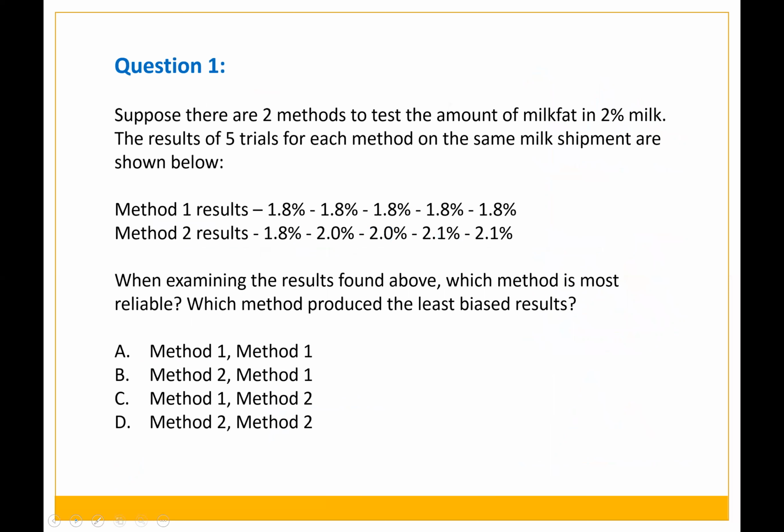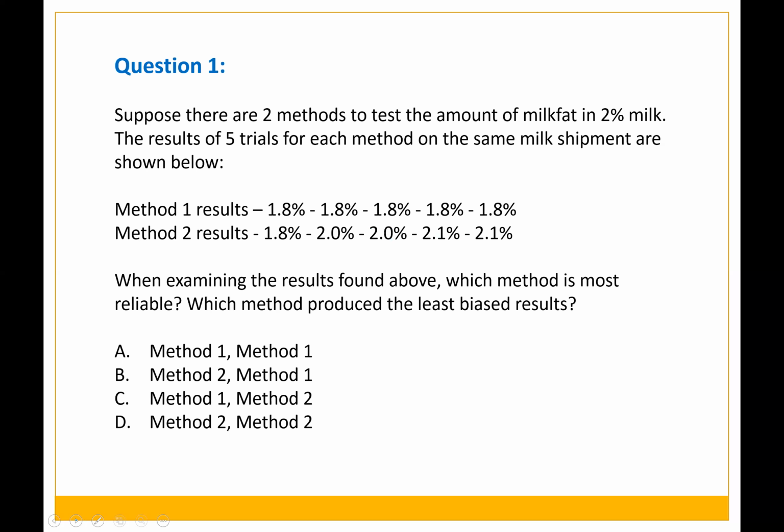So question 1: suppose that there are 2 methods to test the amount of milk fat in 2% milk. The results of 5 trials of each method on the same milk shipment are shown below. Okay, you have method 1, everyone with the same value, and in method 2, there's some kind of variation. When examining the results above, which method is most reliable? Which method produces the least biased result?